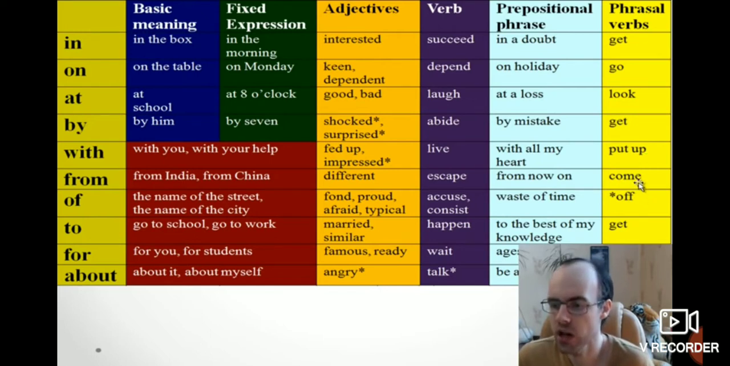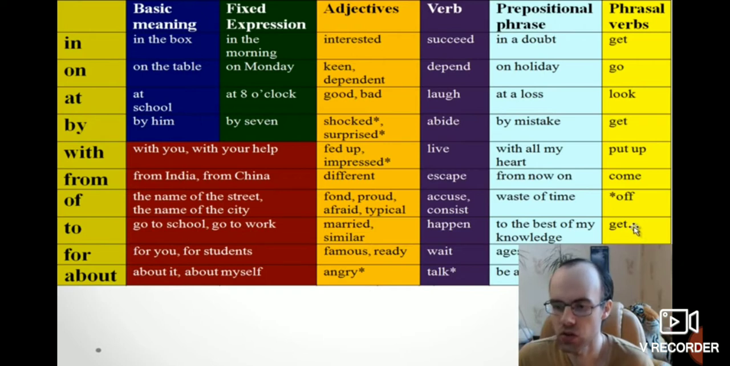Come from. Where do you come from? Or where are you from? I come from Vietnam. Or I come from India. I come from Russia. Off. But if you look at phrasal verbs, we don't use "of", we use "off", so O and double F. For example, turn off. Turn off the sound.